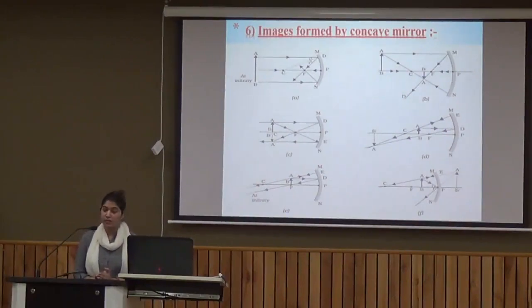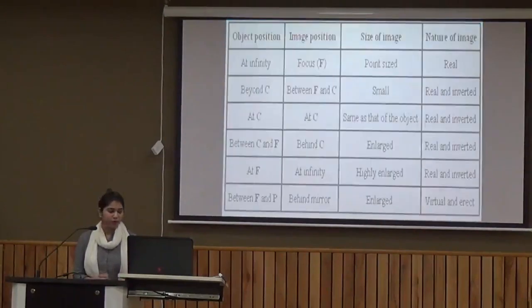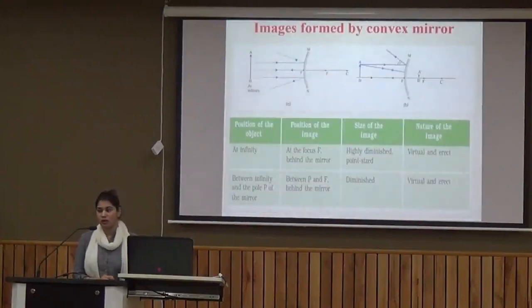Size, as we can see, is enlarged and the image is behind the mirror. So this is the only case in a concave mirror where the image formed is virtual, erect and enlarged. For all the 5 other cases, you can see here that the image formed is real and inverted. Now this is the table which is actually showing the object position, image position, size of the image and nature of the image, which we have already discussed. Now this was the image formation by a concave mirror. We now move on to a convex mirror.